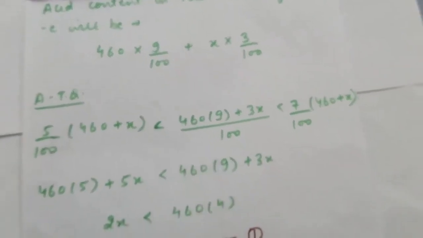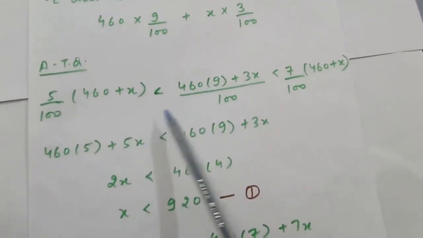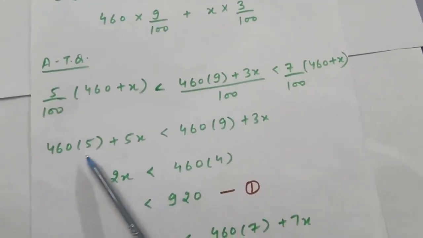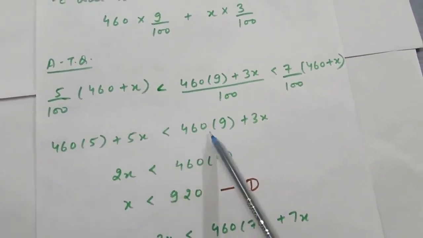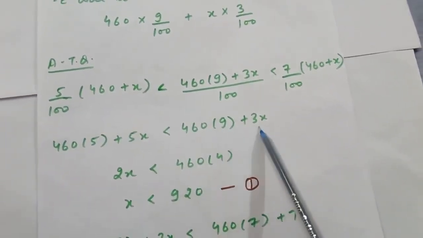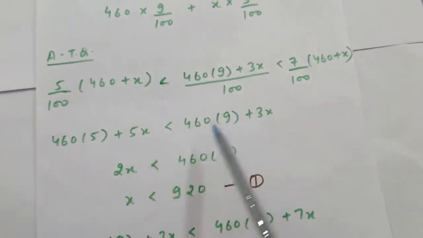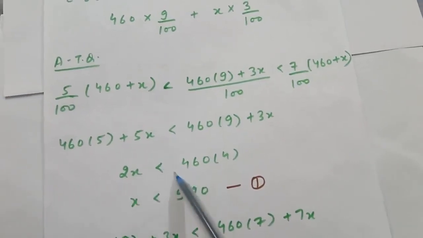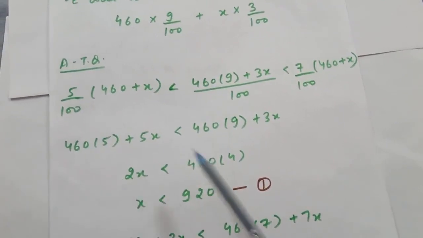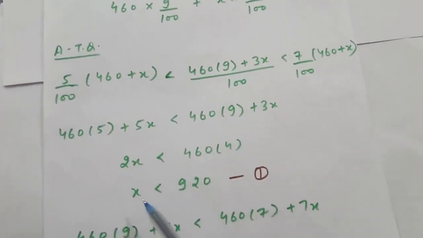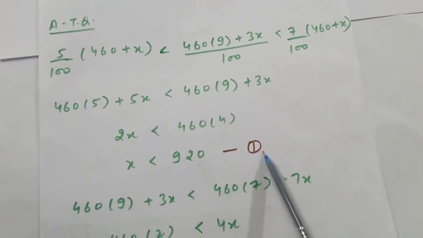Now solving this first part, multiplying both the sides by 100, you will get 460 × 5 + 5x < 460 × 9 + 3x, right? Subtracting 3x from both the sides and also this term, you will get 2x < 460 × 4. When you solve it, x < 920. Let this be 1.